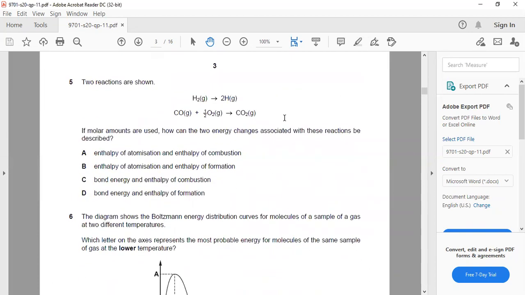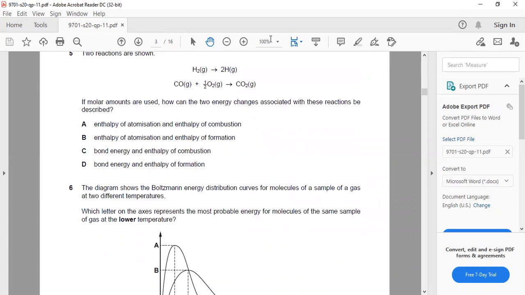Okay. Look at question 5. If you remember, this is not atomization, which is for 1 mole. This is bond energy. Bond energy, for diatomic gases, is twice the atomization. This is the enthalpy change of combustion of carbon monoxide. Okay. So which one is the correct answer? This is not atomization. Atomization is for 1 mole.